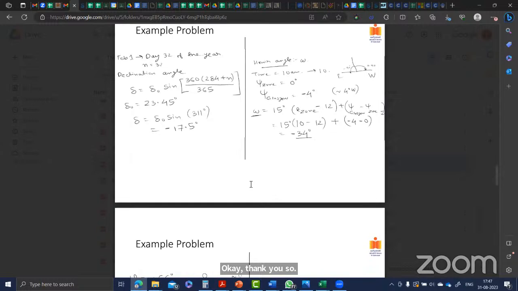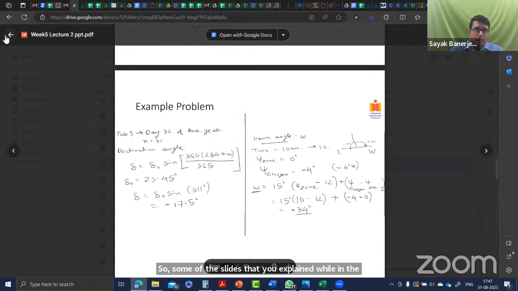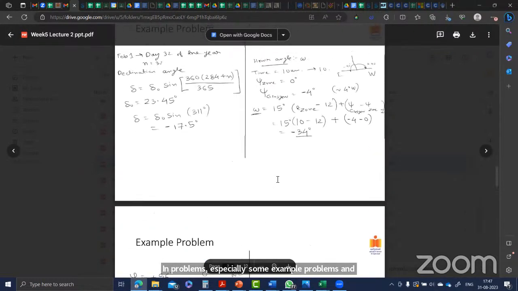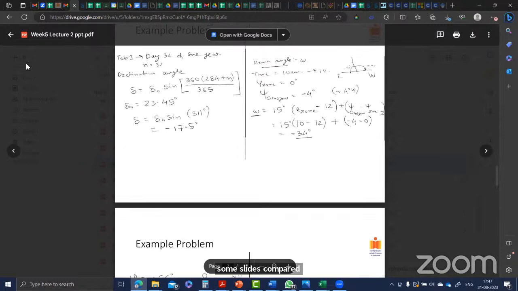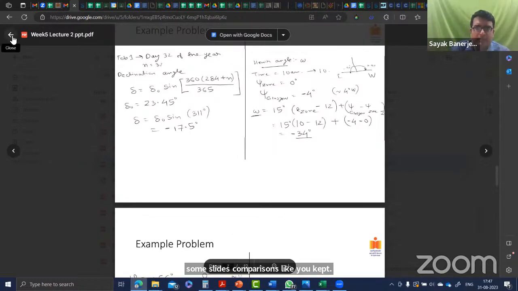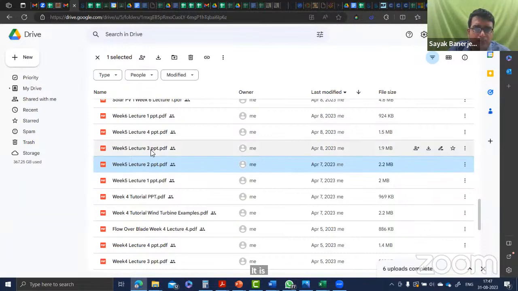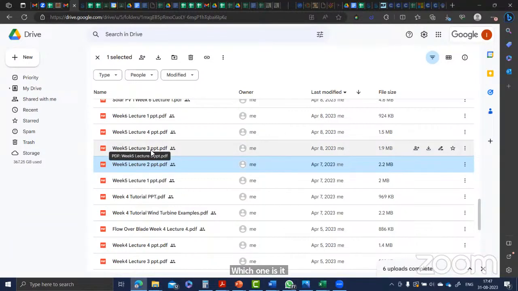Sir, some of the slides that you explained in the class are not there in the material, sir. Especially some example problems and the comparison slide you kept. They are not there in the material. Tell me which PDF I will have to check. Maybe it is shuffled or something. Can you check once? Which one is it? I think it may be.